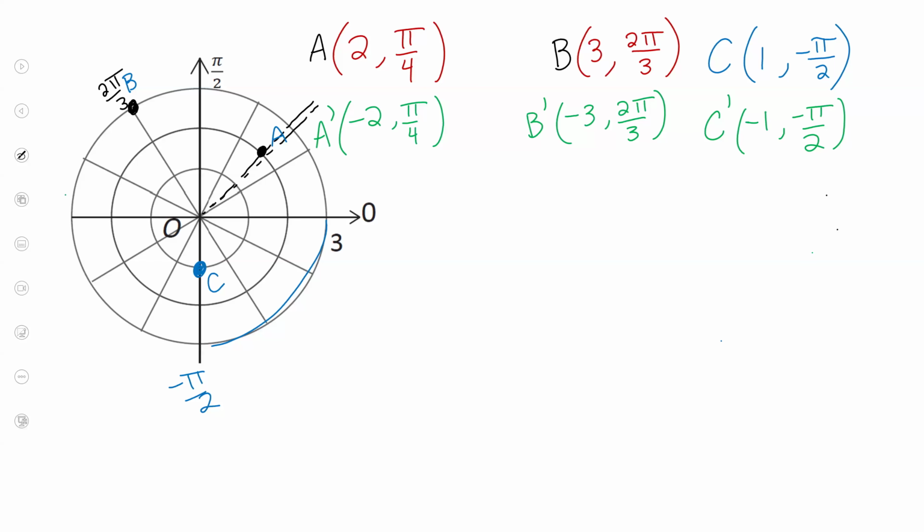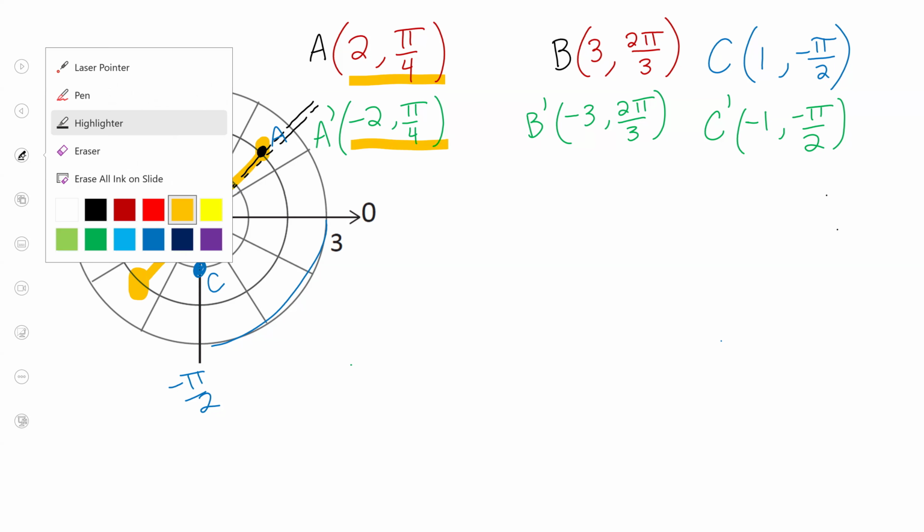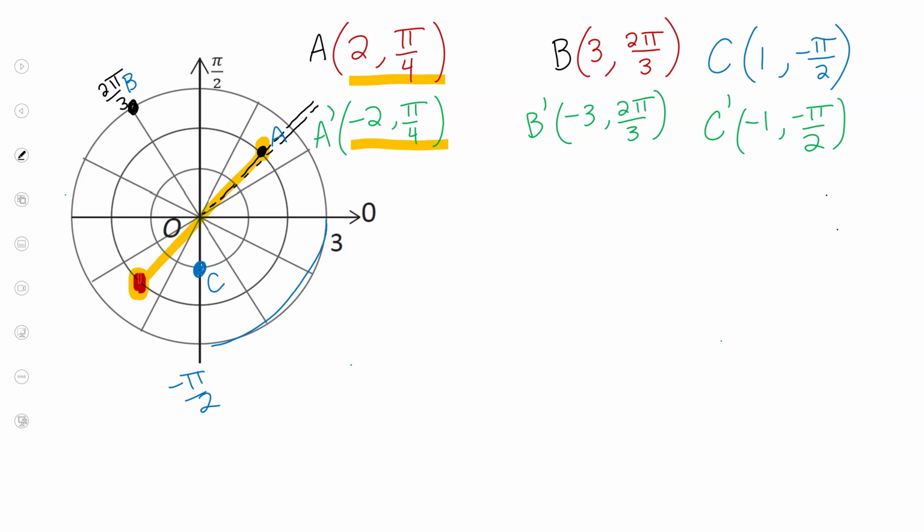Okay, so let's go over these. I'll do the first one. I'll use my highlighter. So 2, pi over 4, that was right here. If I want negative 2, pi over 4, I'm going to go this direction too. So now your point is right here. You go back. So this is your new point right here. That's where A prime would be.